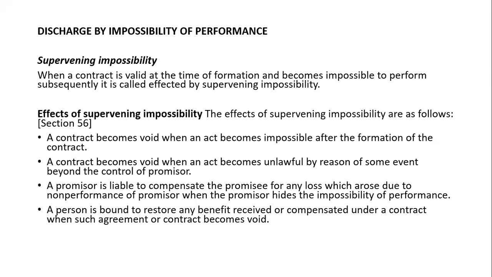So for example, A contracts to sing for B at a concert for 10,000 rupees, which is paid in advance. A is too ill to sing. Now A must refund 10,000 to B. This is called a supervening impossibility because he is ill and he cannot sing the song properly.